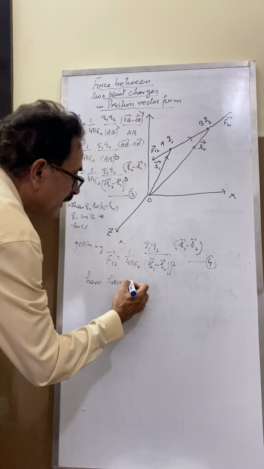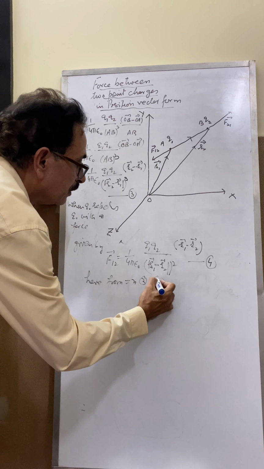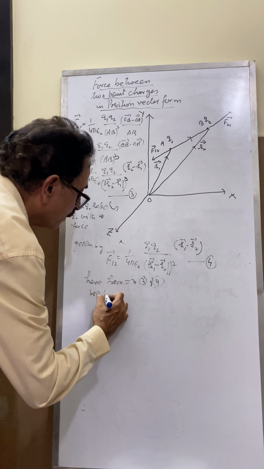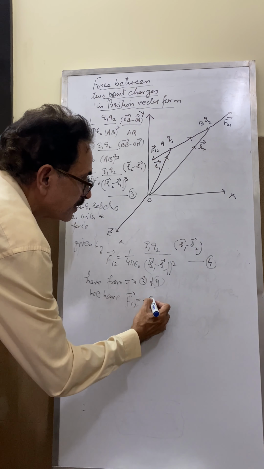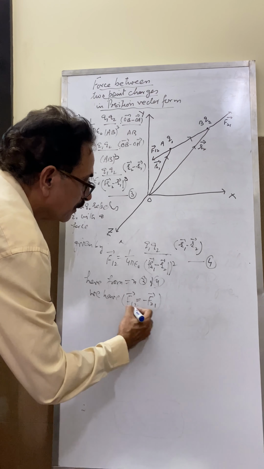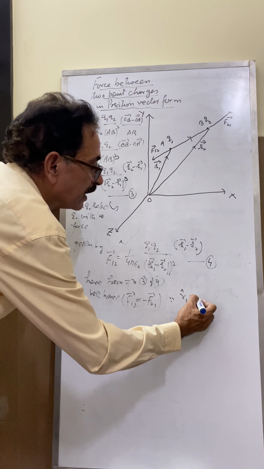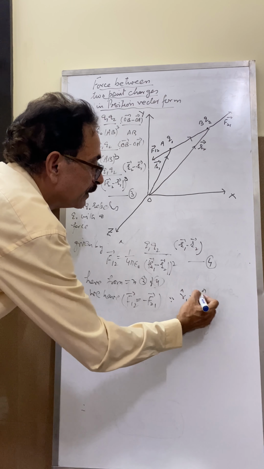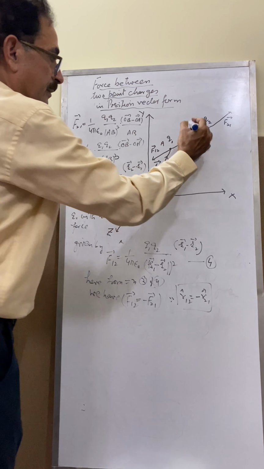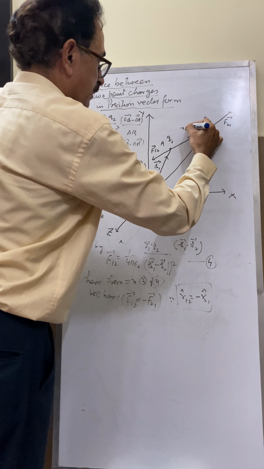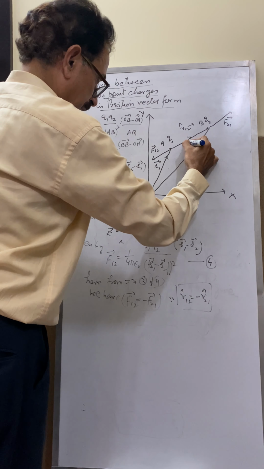From equations 3rd and 4th, we observe that F12 is equal to minus times F21, because R12 cap is equal to minus times R21 cap. So we can write here R12 cap is along this way and R21 cap is along this way.